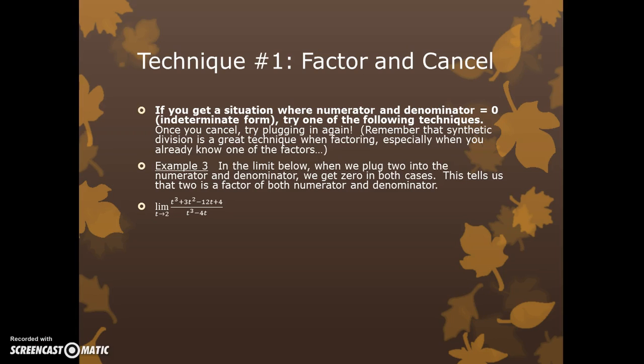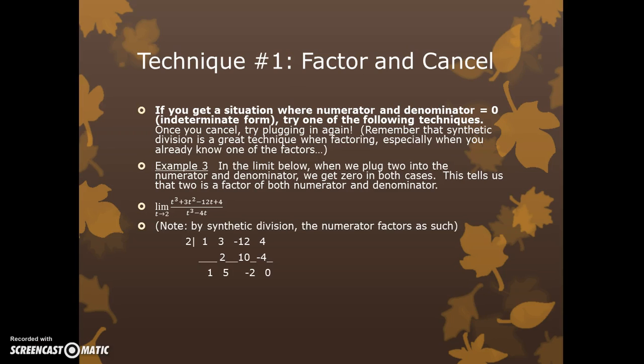Now we've got a situation where we've got cubic functions, and with cubic functions it's not always easy to see how to factor. But we've got a hint. We've got a hint in the fact that we know that t minus 2 should be a factor of our numerator because we know that we got a 0 when we plugged in 2 into our numerator. So, by synthetic division, we can factor our numerator.